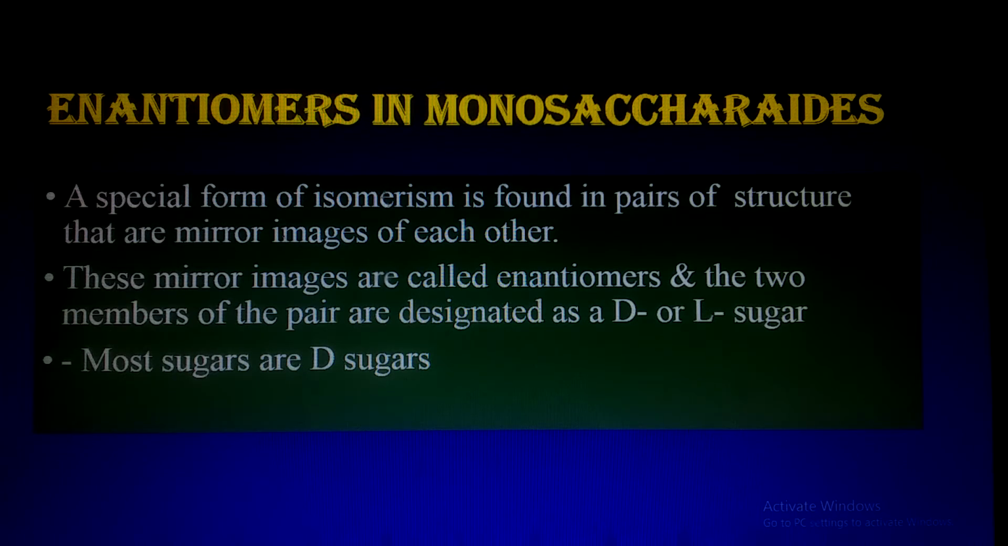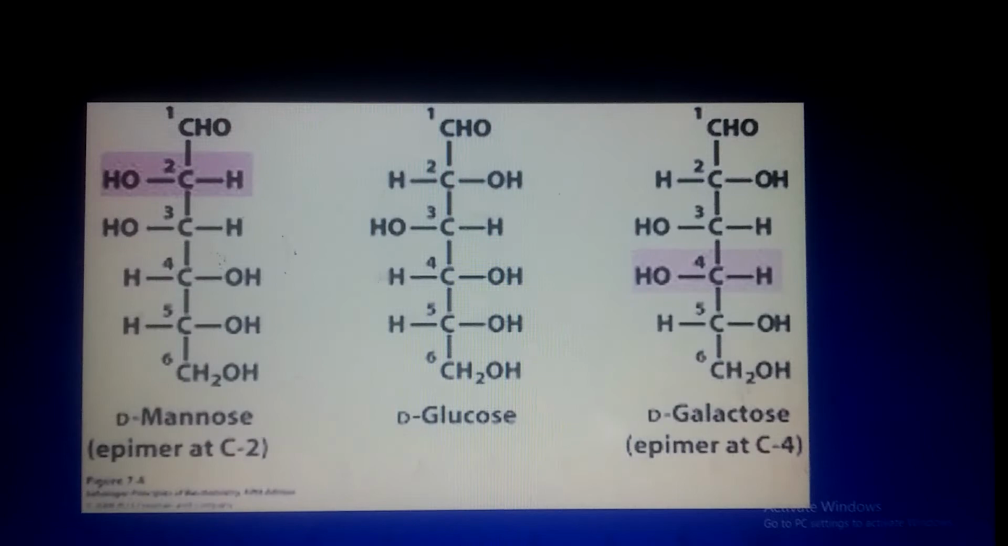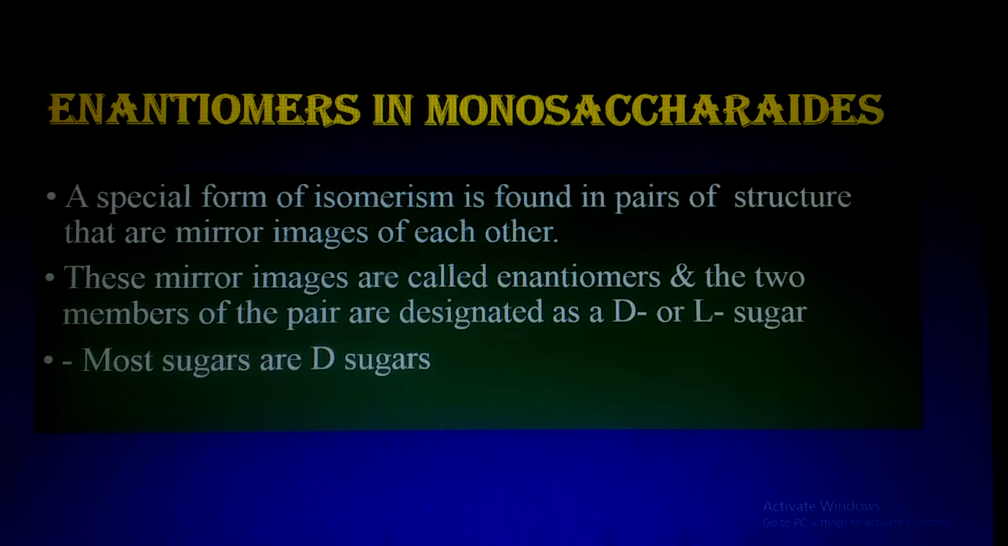The two members of the pair are designated as D or L sugar. D for dextrorotatory and L for levorotatory. I will give you the concept of dextrorotatory and levorotatory sugars, but most sugars are dextrorotatory. Is it clear? So what are enantiomers? These are special isomers which are mirror images of each other, and the two most important members are D sugars and L sugars.